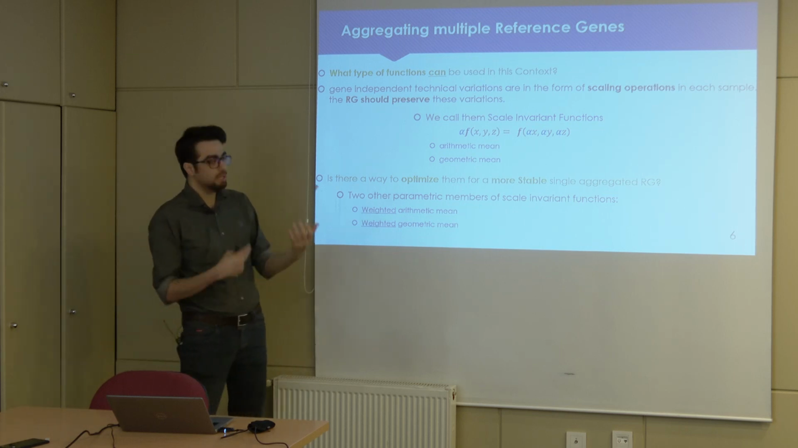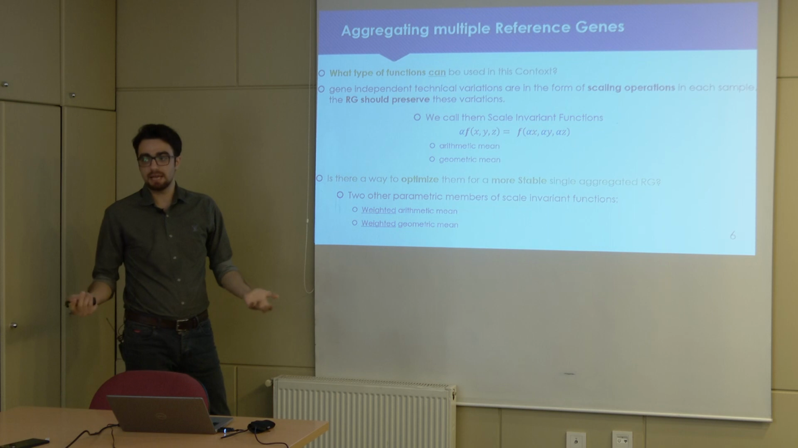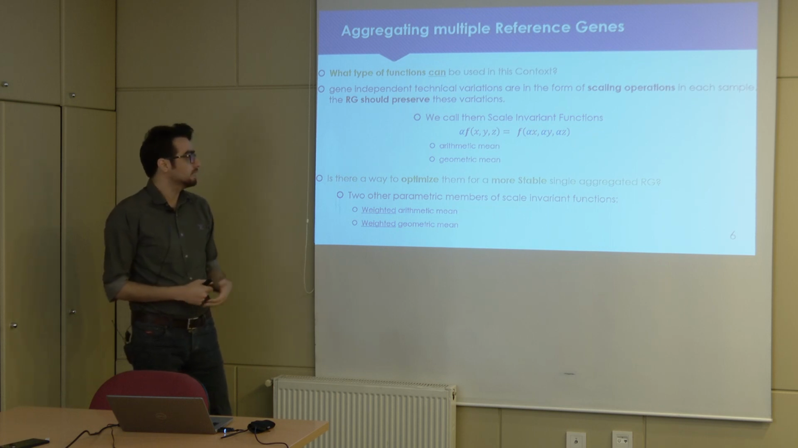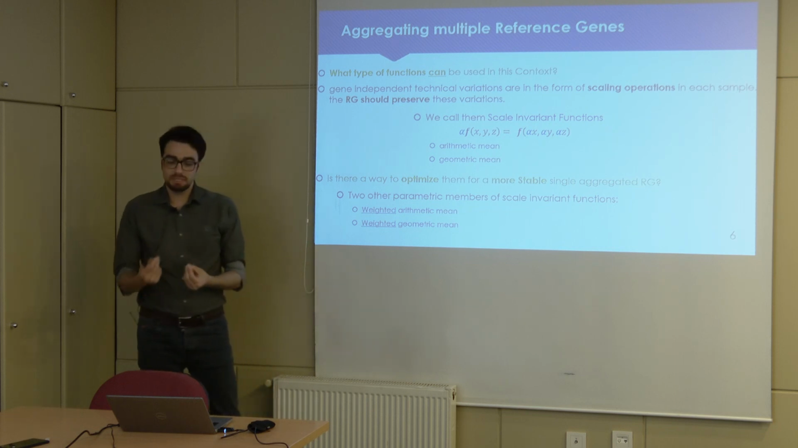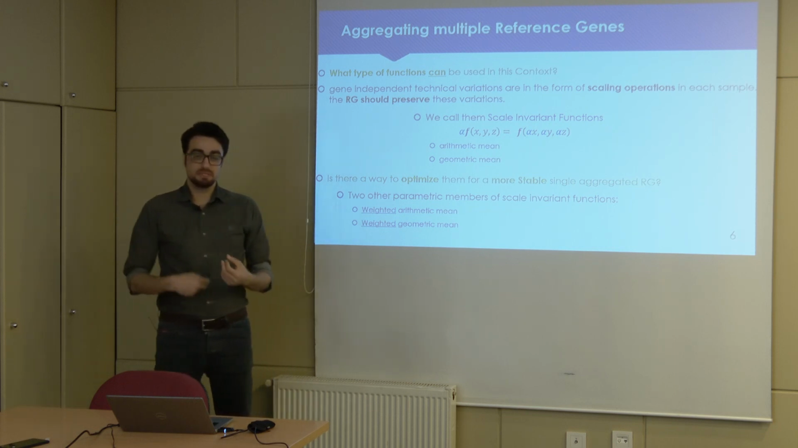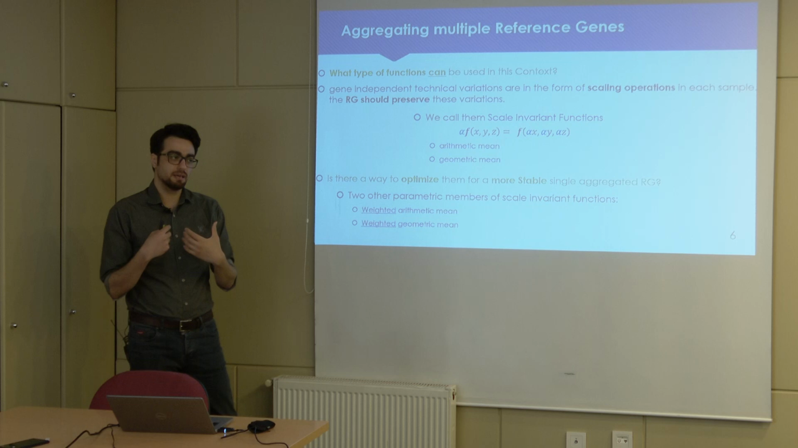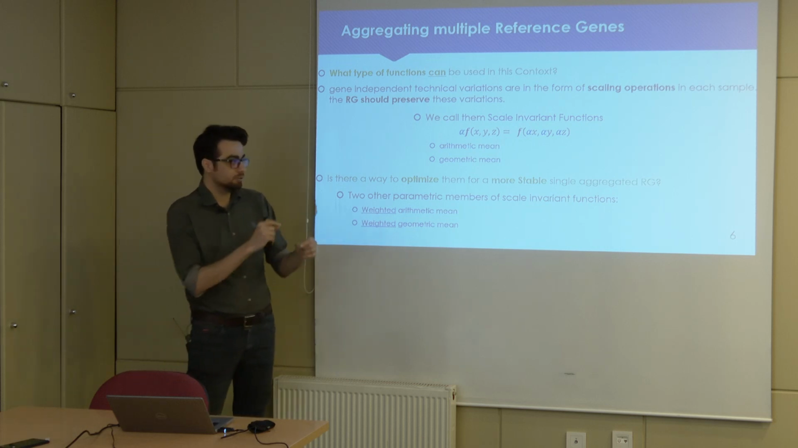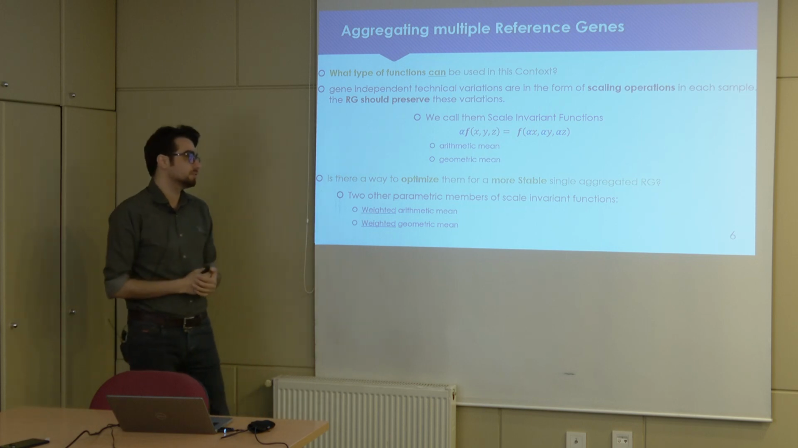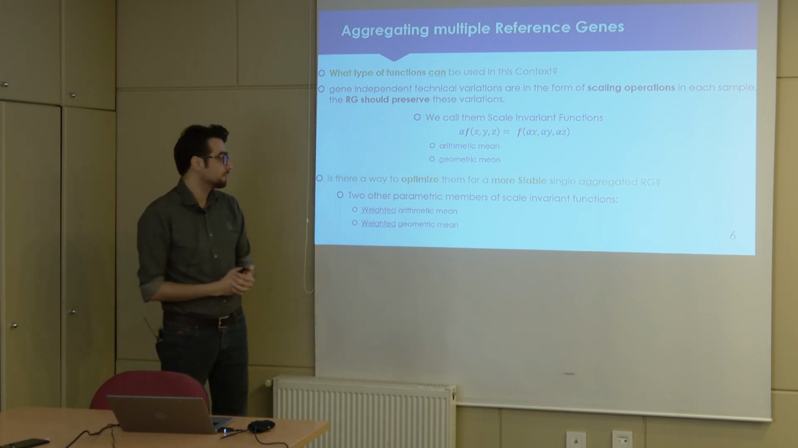So now we know what type of functions can be used for this aggregation. The next question is: is there a way to optimize them for more stable, and by stable I mean expression stability, into a single aggregated reference gene? How can we optimize it for our problem?